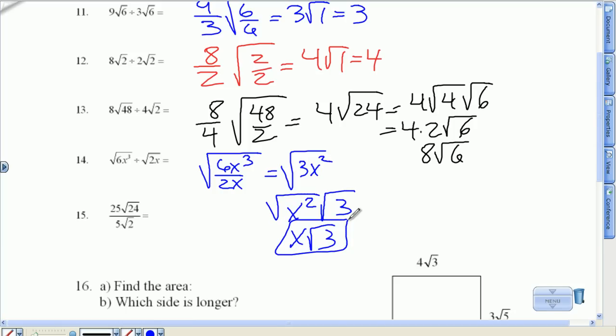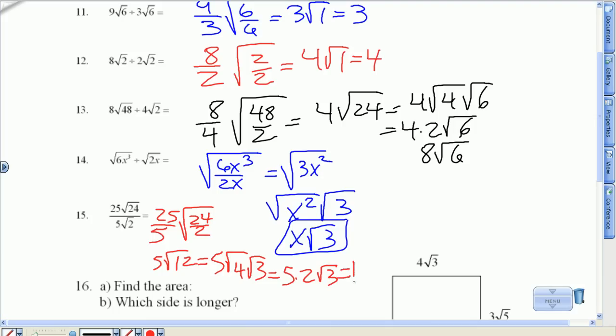Alright, last but not least for problem 15, well, not the last problem, but the last one before we get into some geometry here. If I take 25 and divide by 5, I'm going to take radical 24 and divide by radical 2. I get 5 radical 12, which is 5 times radical 4 radical 3. 5 times 2 radical 3 is 10 radical 3.